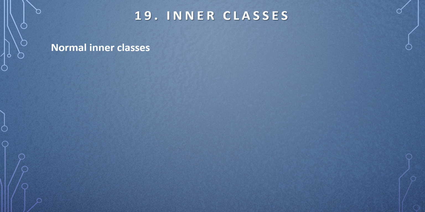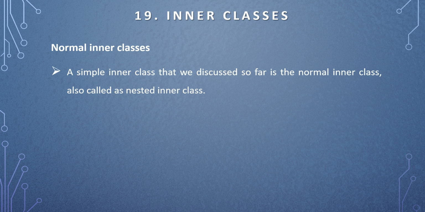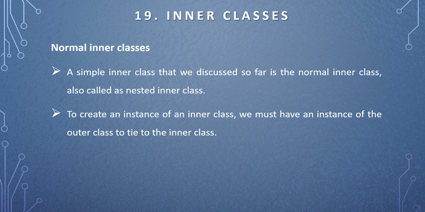Normal inner classes. A simple inner class that we discussed so far is the normal inner class, also called a nested inner class. A nested inner class is a class that is declared and defined inside another class. To create an instance of an inner class, we must have an instance of the outer class tied to the inner class. There are no exceptions to this rule. It is the outer class that creates instances of the inner class, since it is usually the outer class wanting to use the inner class instance as a helper for its own personal use.